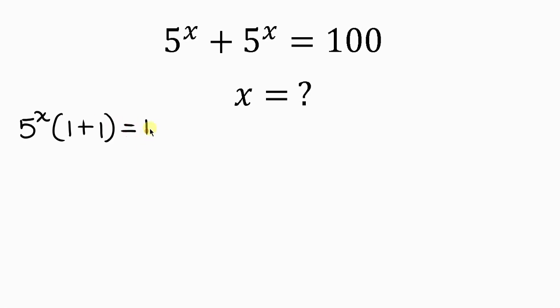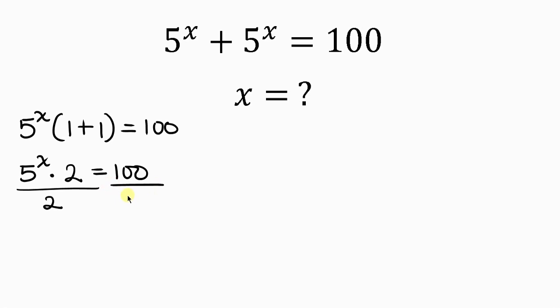Now we have 5 to the x times 1 plus 1 is 2, and this is equal to 100. Now our next step will be for us to divide both sides by 2. So I'll divide the left-hand side by 2. I'll also divide the right-hand side by 2. Now 2 can cancel out 2, leaving behind 5 to the x on the left-hand side. So this is equal to 100 divided by 2 is 50.